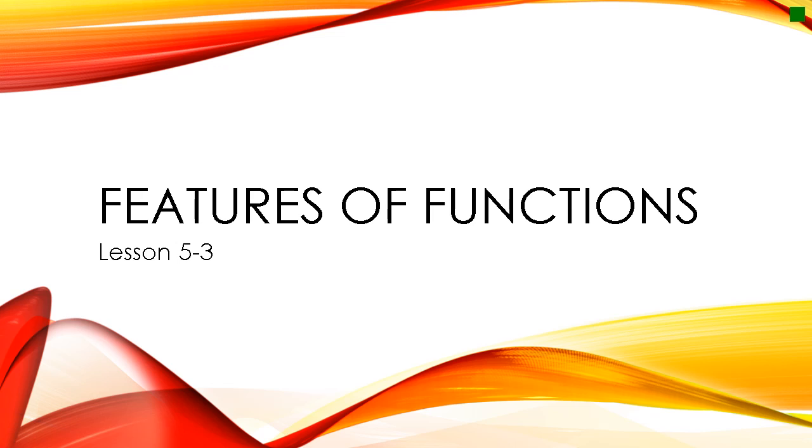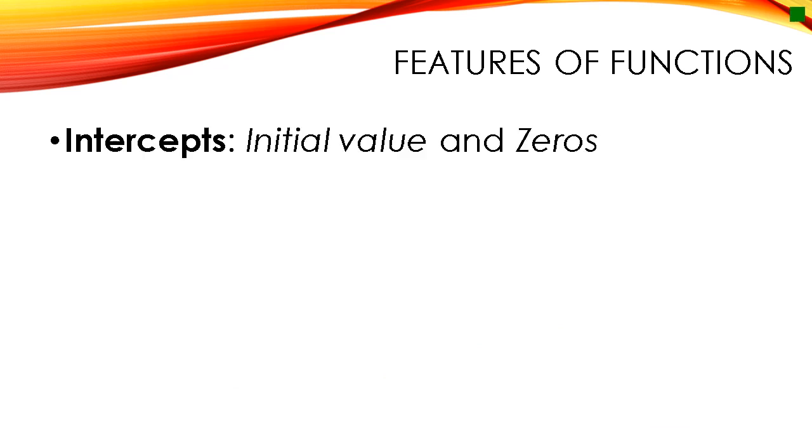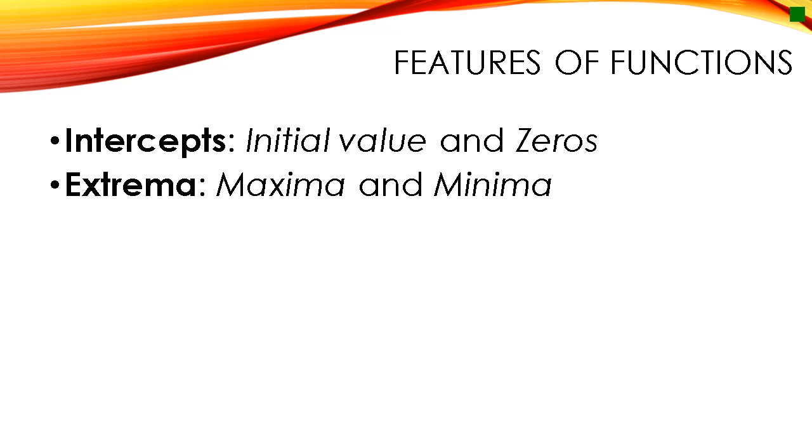Hi guys, in this video we're going to talk about features of functions. When we look at functions, these are the features that we need to look at. The intercepts, which include the initial value and the zeros. The extrema, which includes the maxima and the minima. Maxima, when we have more than one maximum, and minima, when we have more than one minimum.